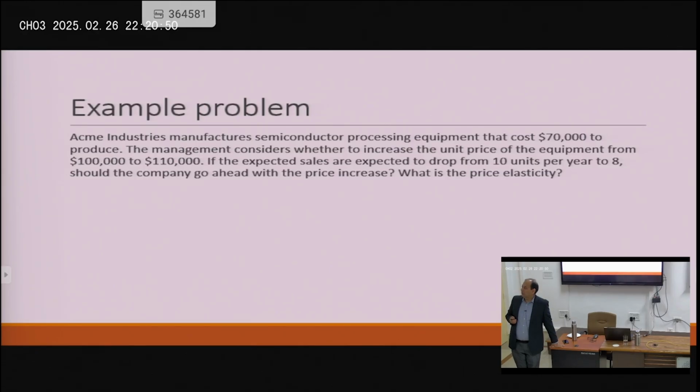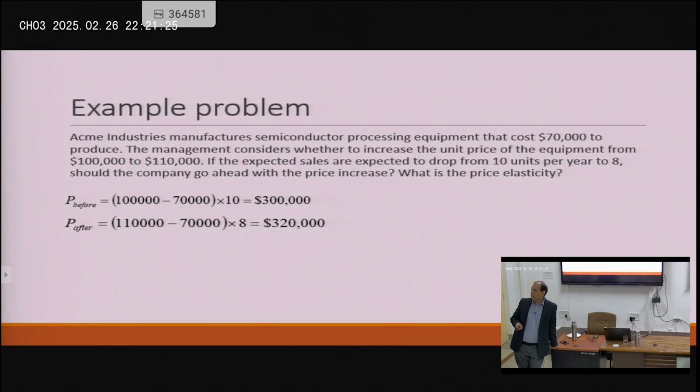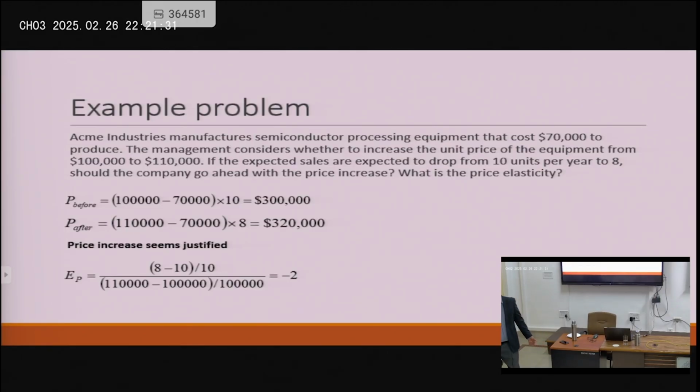Okay, so here's a brief example that I will not spend too much time on, because you all can do it, right? It basically says they want to increase the sale price of an equipment that costs 70,000 to produce, from 100,000 to 110,000, but they know that it's going to decrease the sales from 10 to 8. What is the price elasticity? It's pretty simple stuff, and then you can do the math, and you'll find a number that is -2, and that's that. Okay. So of course we don't have to spend time doing problems like this.